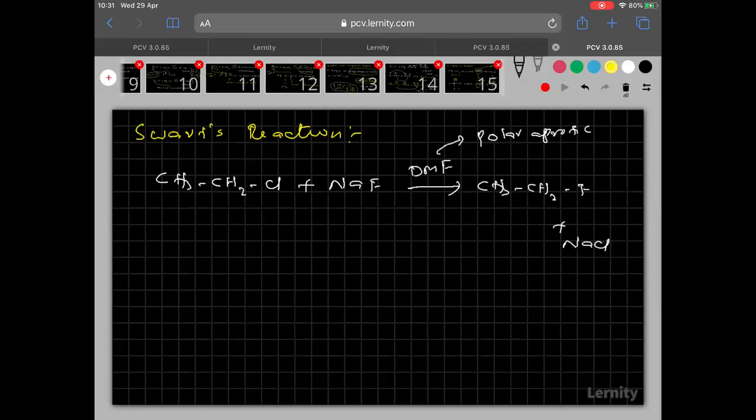Polar aprotic solvents will follow which mechanism? SN2. So the Schwarz reaction also follows SN2. When SN2 is there, the alkyl halide should be at most secondary, and as I just told you, SN2 leads to inversion. So the Finkelstein reaction and the Schwarz reaction both have the same mechanism, SN2, and in both cases, inversion only.